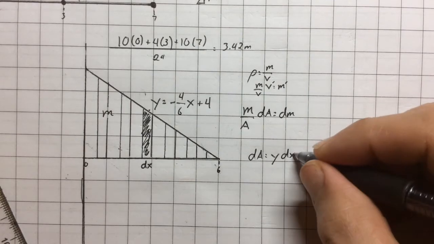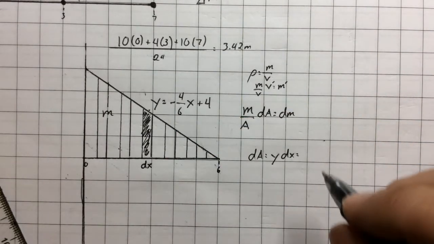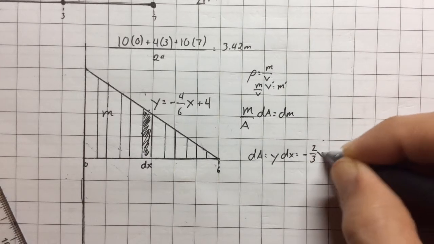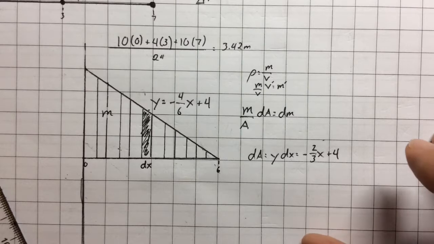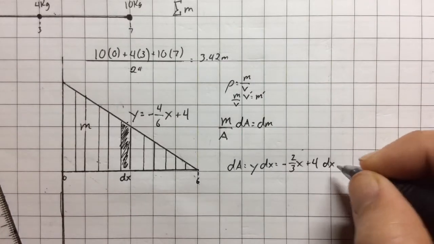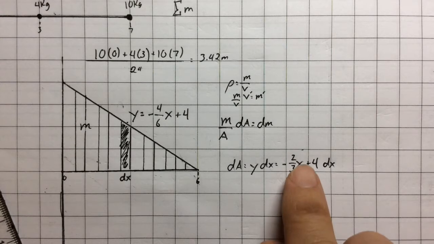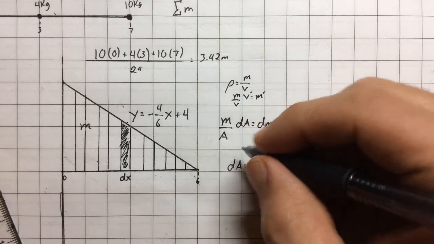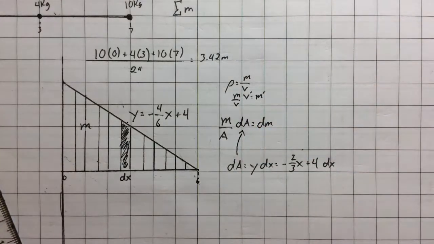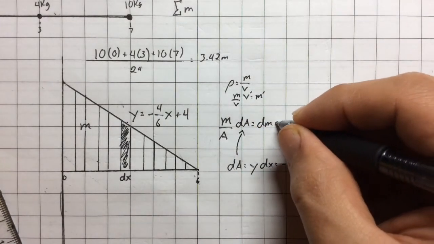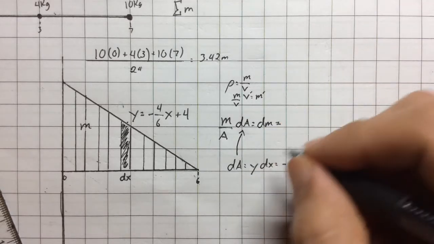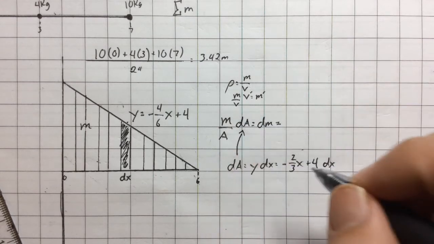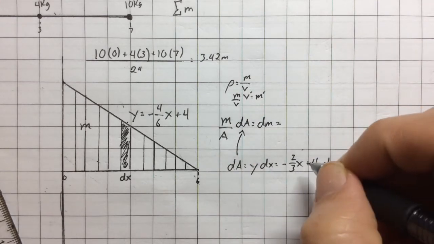Now, y is actually its own equation. We said that it is negative 4 over 6, or, I don't know, negative 2 over 3, x plus 4. That's what y is. dx is still there. And those of you in calculus now say, hey, here's our variable, here is our differential, they match up, that's good. And so we're going to take the area and put it in right there. And so the little small piece of mass is equal to the mass of the whole thing spread over the area of the whole thing times a small area, which is represented by this.